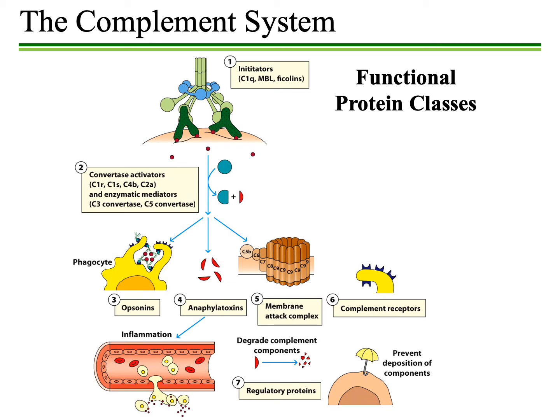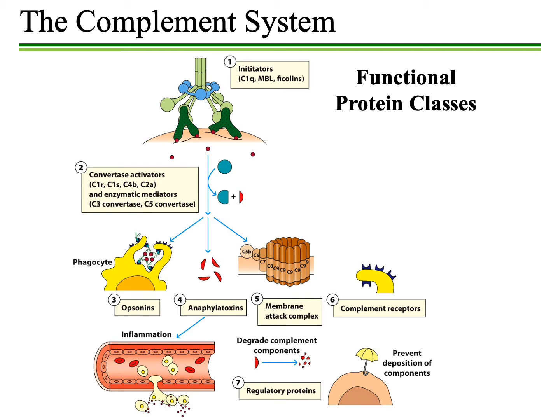Category 6, complement receptors. Any of the complement system components that act as a receptor to receive information and allow for cells to act in a specific way, just like we've talked about with receptor-ligand interactions throughout the entire semester, would fall into this category.